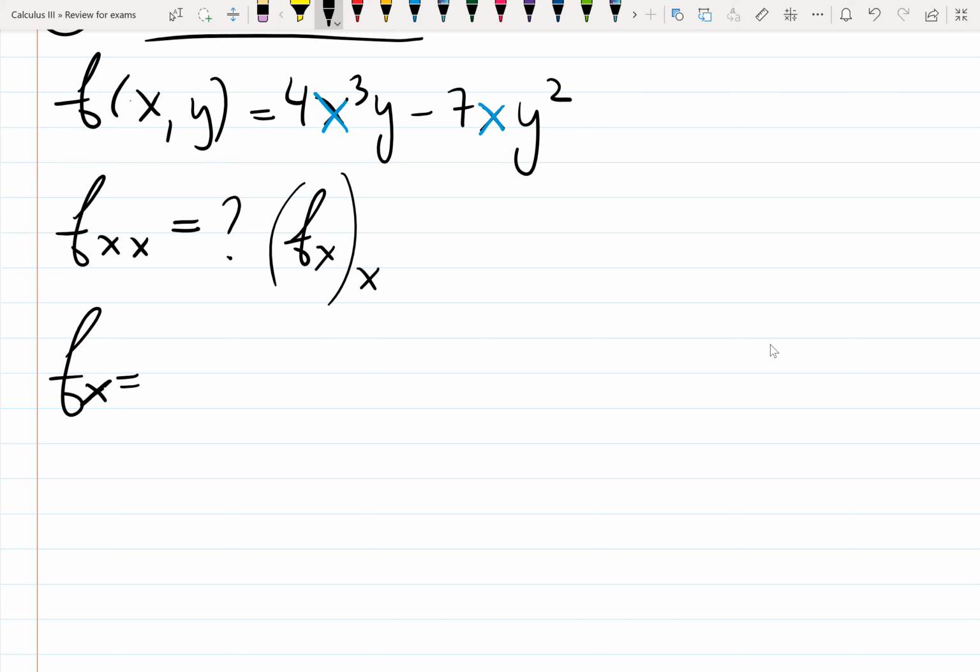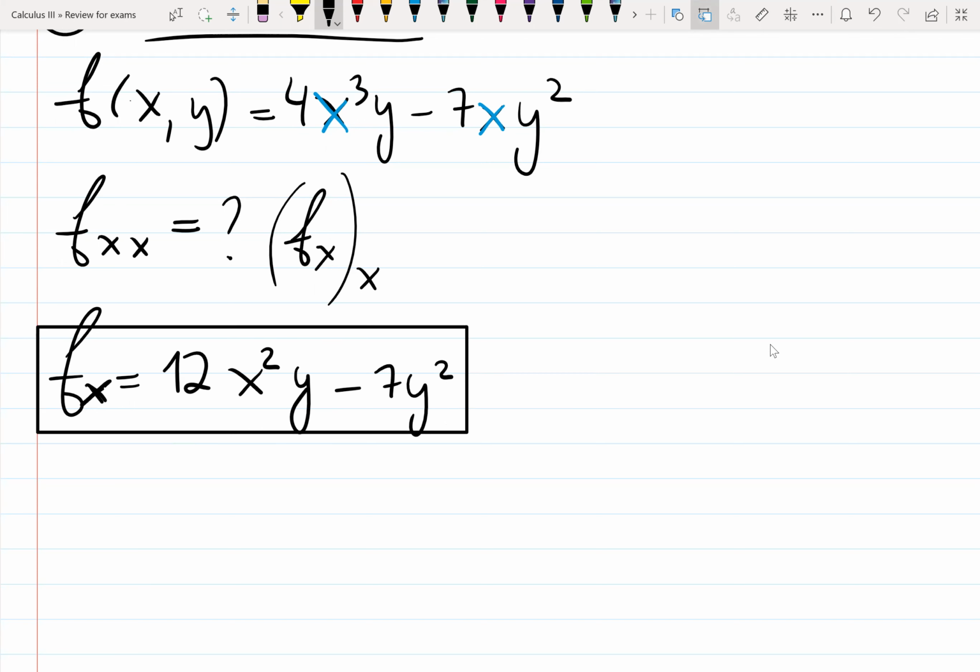So with respect to x, I can see x is important, and it's going to be 12x squared y. Agree? Because the derivative of x cubed is 3x squared. Boom, done. Minus 7y squared. Agree? Because x is the only variable. Minus 7y squared is the constant. Now, ignore the original part. Put this in the box. Putting things in the box helps a lot to organize the information, especially for these kind of problems.